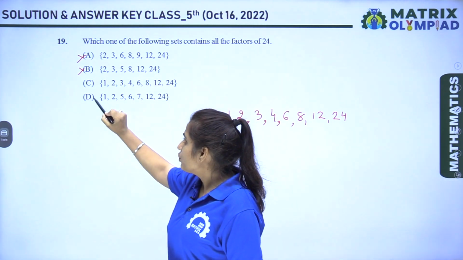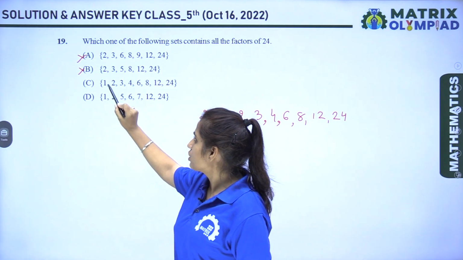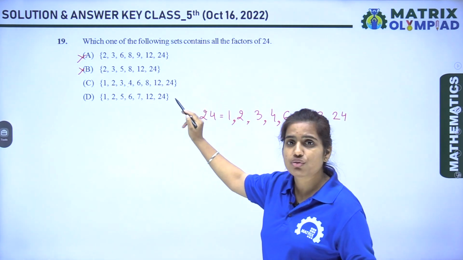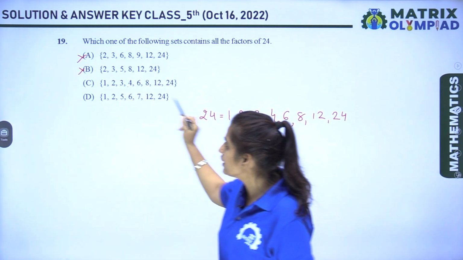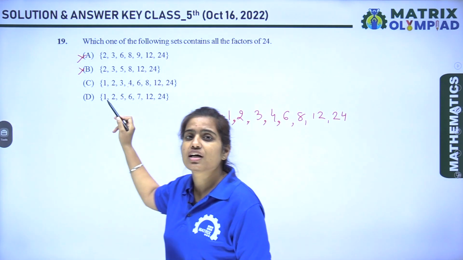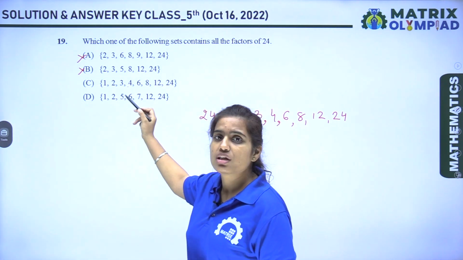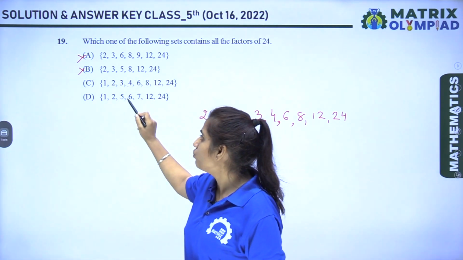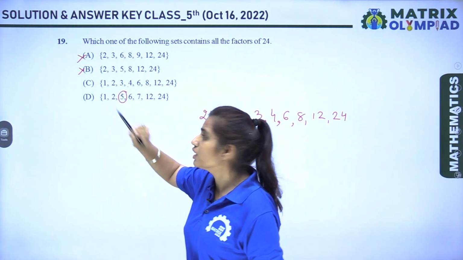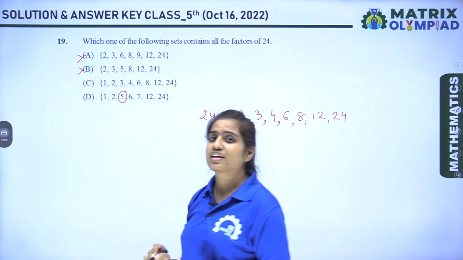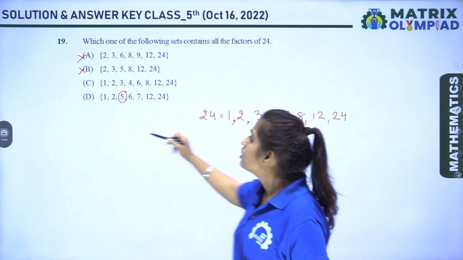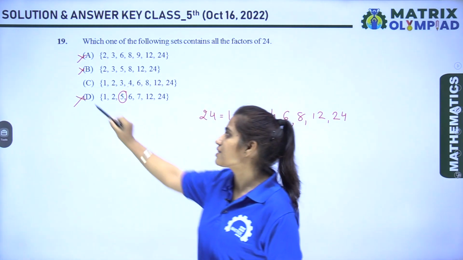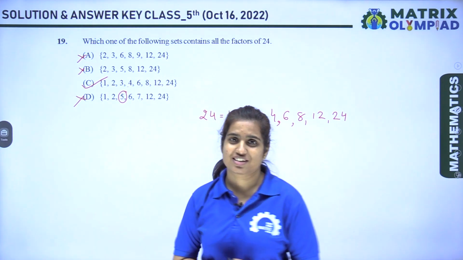Now we have to check option number C first. 1, 2, 3, 4, 6, 8, 12 and 24. So here we can see that all the factors are here in this C option. Let's check the D option also. Here the factors are 1, 2, 5. So here we have a number 5 which is not a factor of 24. So we can conclude that option C is the correct answer.